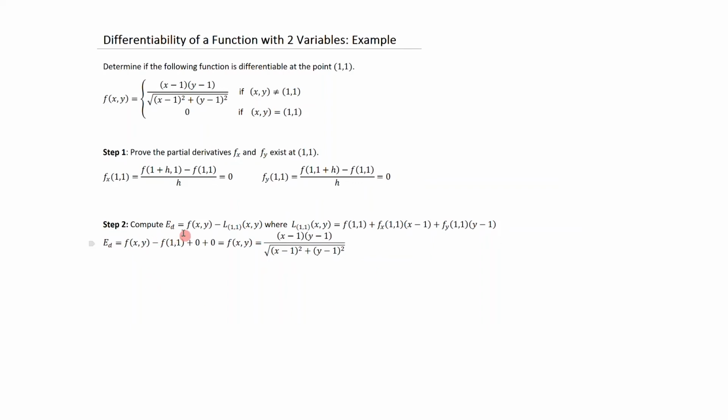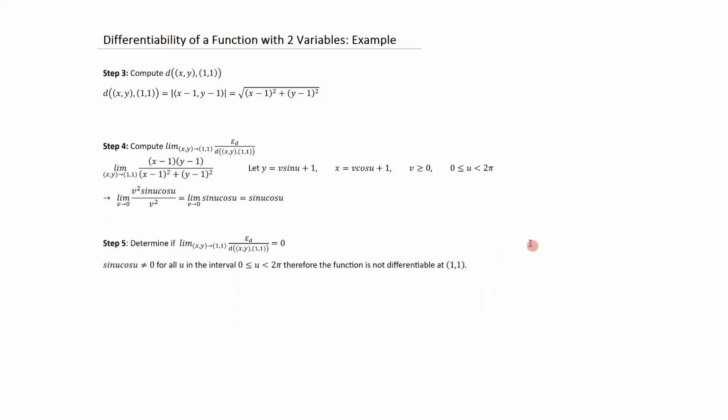Next step is to compute E(d), which is the difference between the function evaluated at (x, y) and its approximation using a tangent plane. And again, from the expression of the tangent plane, we had the evaluation at a given point. This was the partial derivative with respect to x. Now this is the distance between the point and some value in the x direction. This is the partial with respect to y, and this is the distance between some point in y and y itself. So if we put these two together and substitute for f(x, y), f(1, 1) and so on, we end up with this expression for E(d).